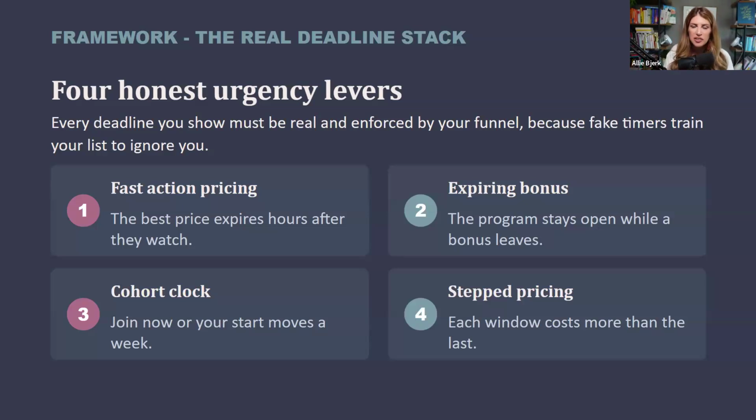I know what's going to encourage you to take action for yourself beyond just wanting it. So for that reason, I use these tools. Okay, so then other things that you can do beside just fast action pricing are different types of expiring bonuses.